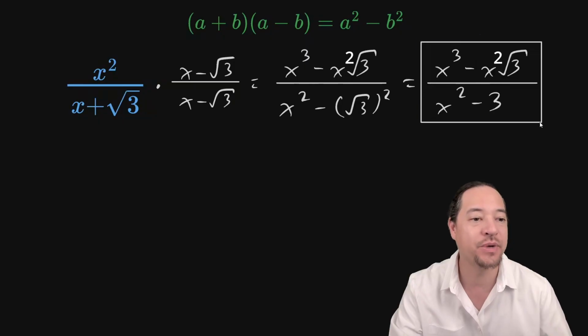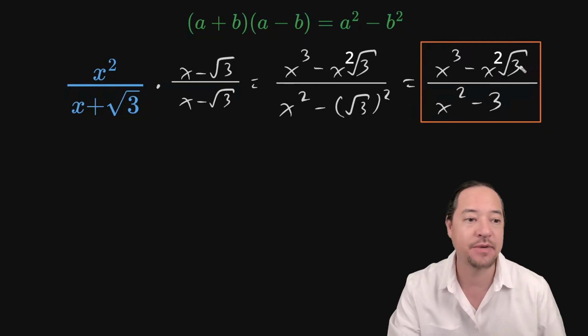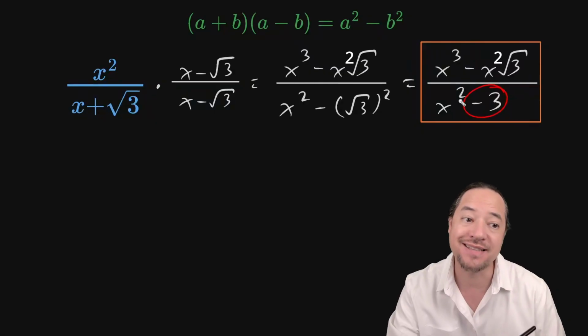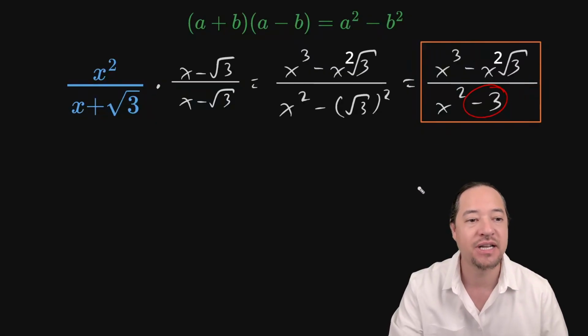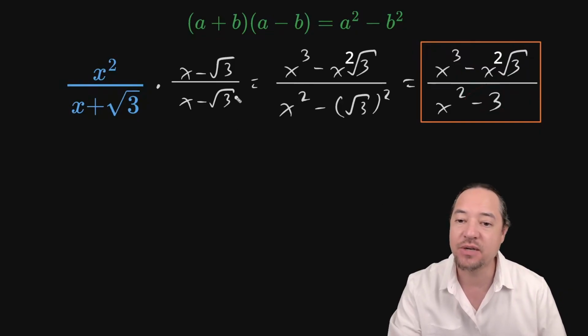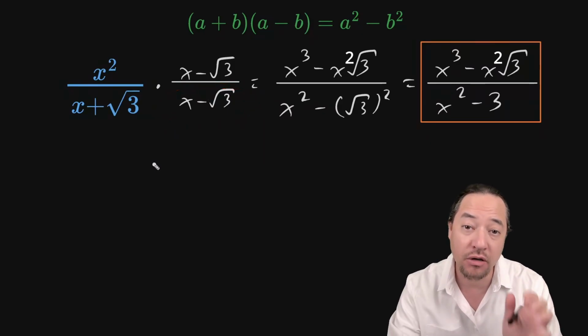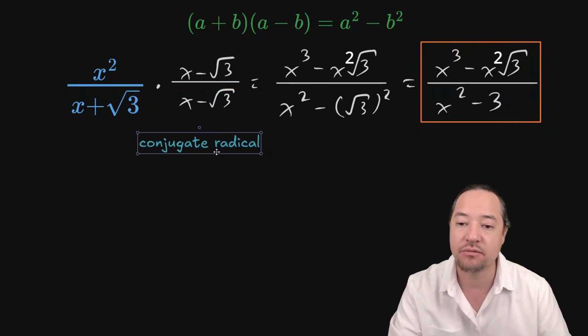And that's how we do it. We have gotten rid of the radical that was in the denominator. We have rationalized this number now. Now it's a rational number. It's just x squared minus 3. Okay, so that's the key. The key was multiplying the fraction by this specific term right here. We call this a conjugate radical.